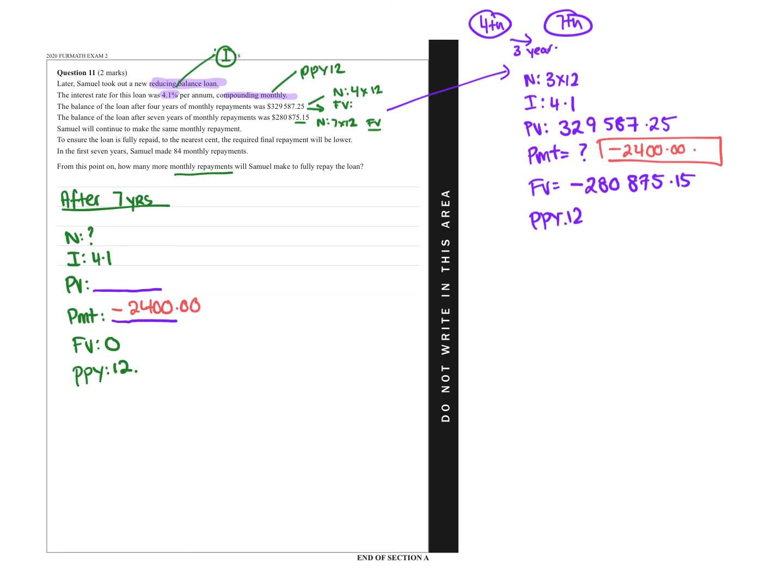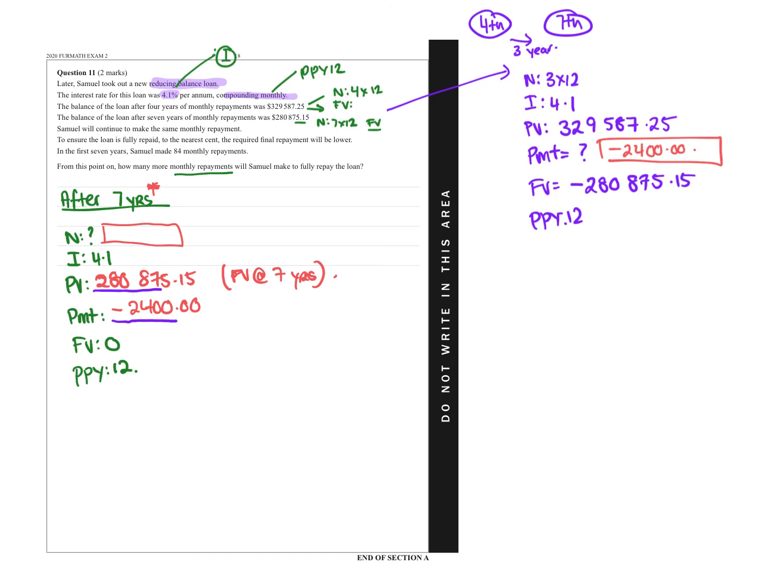And actually, we're going to pretend the next 7 years, so we need to know how many more. So at this 7 years, the PV will be the total owing at 7 years, so it's going to be 280,875.15. And it's positive because we're pretending it's a loan, so you're getting it. So this is the final value at the 7 years, because we're going to start again and see how long. So now we've got everything, we can find out how many more years, or months, it will be.